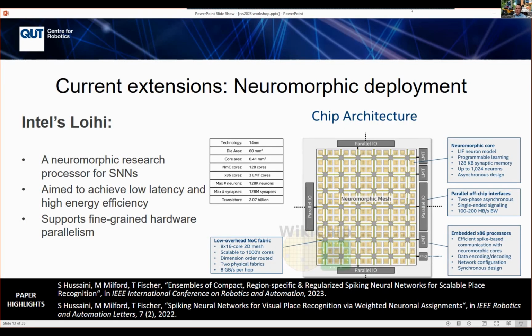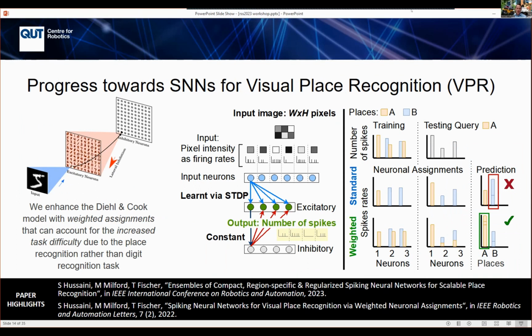We're working with a number of collaborators, including Intel, who has their own neuromorphic hardware platform called Loihi. There are a number of neuromorphic platforms. This is just one of them. And what we've done is, everyone starts with character recognition as your standard task, so we've adapted character recognition pipelines using spiking neural networks to do the task of visual place recognition.